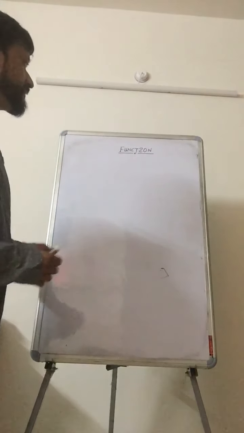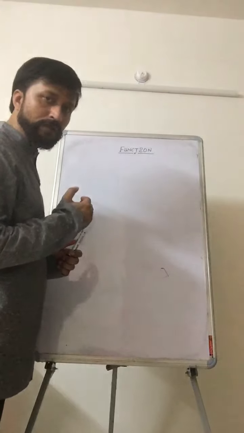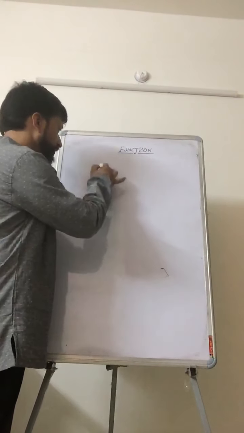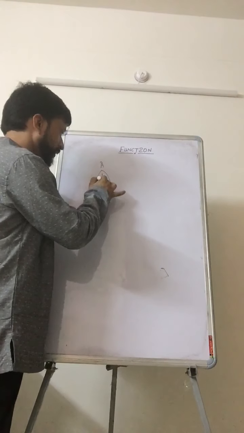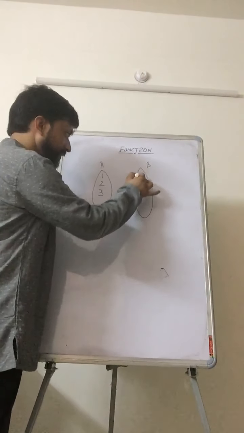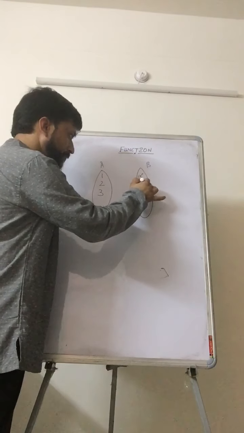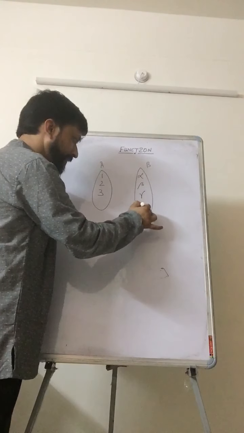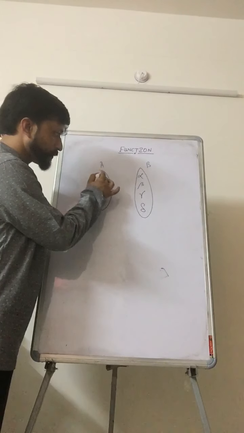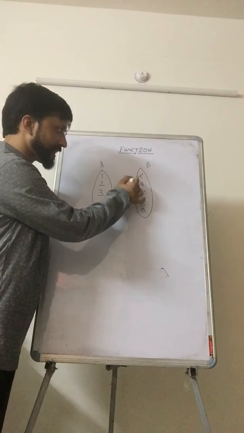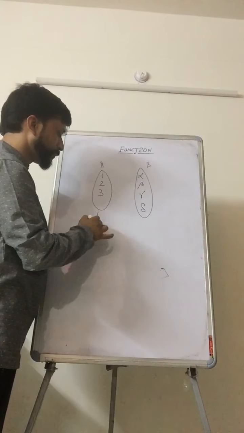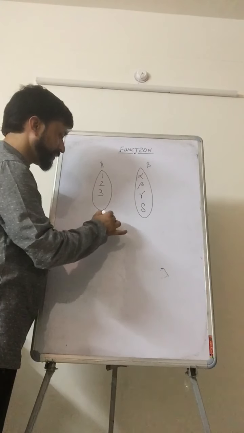What is a function? A function is a rule of mapping from one set to another set. Suppose this is a set A. In this set, the members are 1, 2, 3, and take another set B. In this set, the members are alpha, beta, gamma, and delta. Now, if each of these elements is associated with some unique and distinct element in set B, then it is called a function from set A to B, and we represent it in this way.